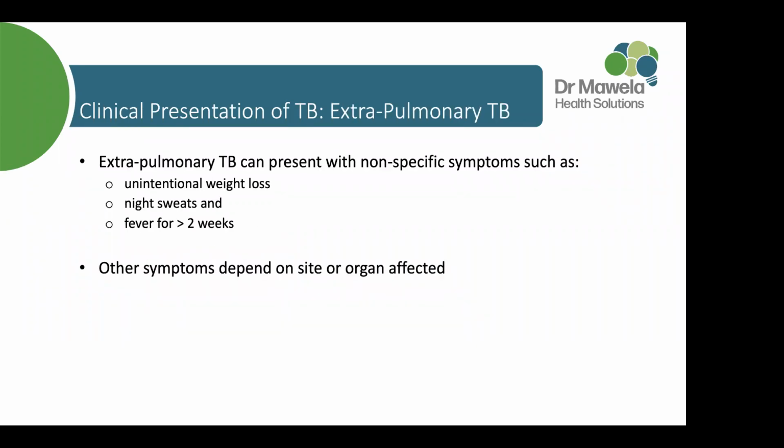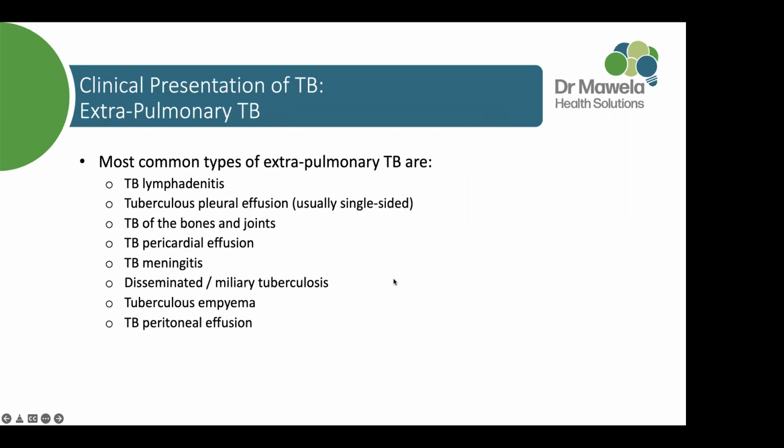If they have extrapulmonary TB, they might present with a swollen joint. They might present with a huge lymph node somewhere, a swollen abdomen. But in terms of constitutional symptoms, unintended weight loss, night sweats, and fever tend to be common. But generally, the symptoms associated with a specific organ that is involved give you an idea of what might be going on.